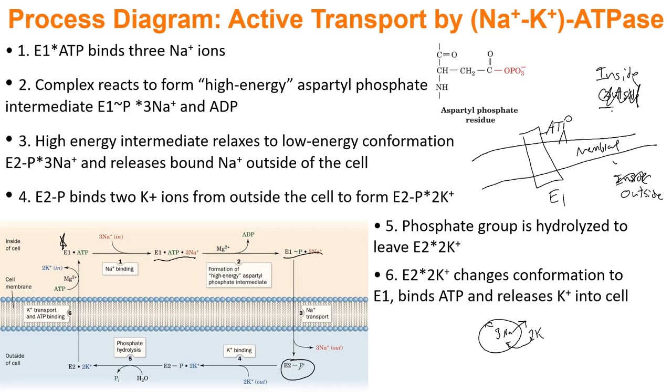Once in the E2 phosphate form, we can bind potassium. And once we have potassium bound, we remove that phosphate. And we're in the E2 with two potassiums. ATP comes in. The binding of ATP to our enzyme causes a conformational change. So we go back to the E1 form. And during that conformational change, the two potassiums are spit to the inside of the cell. And now we're back in the E1 form with ATP bound, and we can restart again.